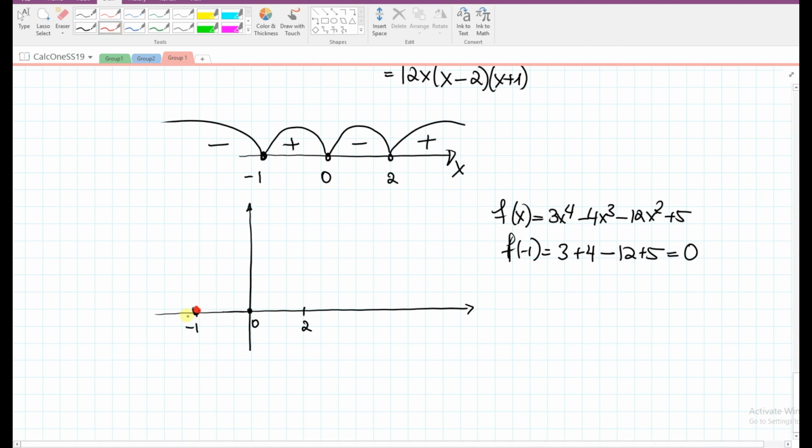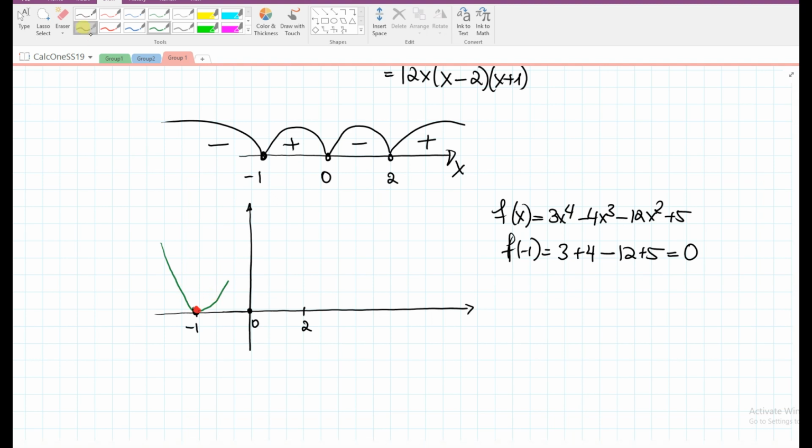Okay, so if the function is decreasing until here, until -1, then starts to increase, what will be the shape of this function? It goes down, then goes up, right? Do you understand this? Goes down, then it goes up, right?